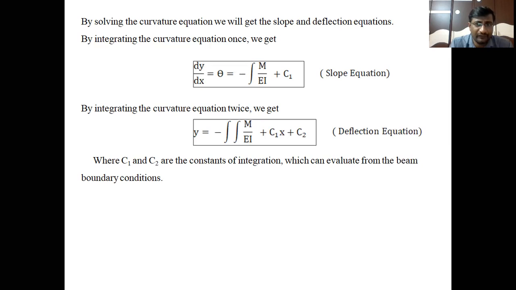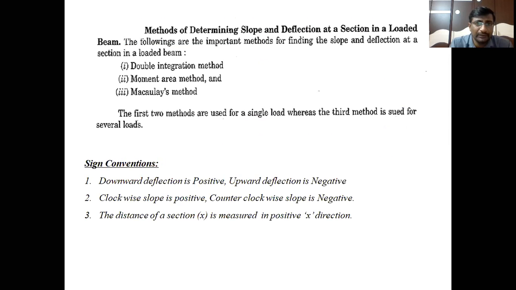So the chapter is deflection of beams. In this chapter, we are going to find the slope and deflections both for a curved beam. Now, look at the next slide. Methods of determining slope and deflection. Slope is theta, deflection is y. The theta and y can be determined by these three methods: double integration method, moment area method, and Macaulay's method. These are the three methods.